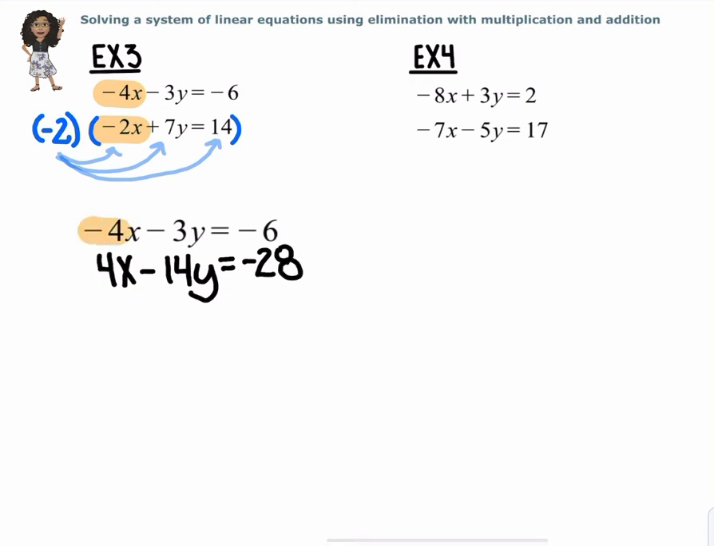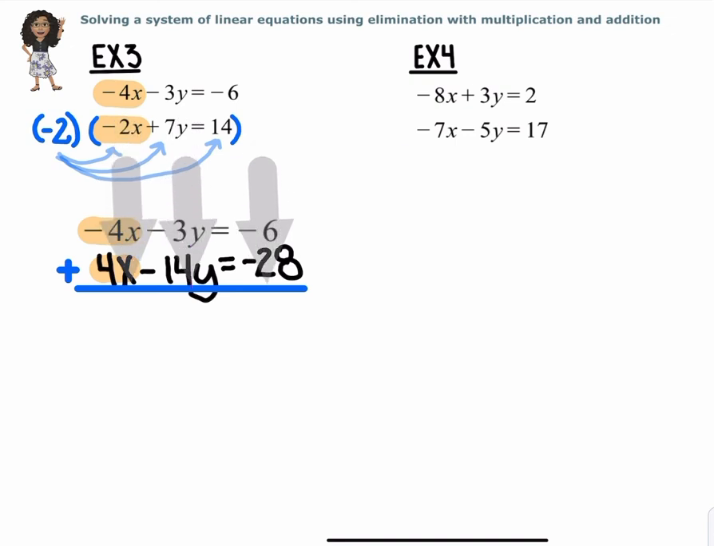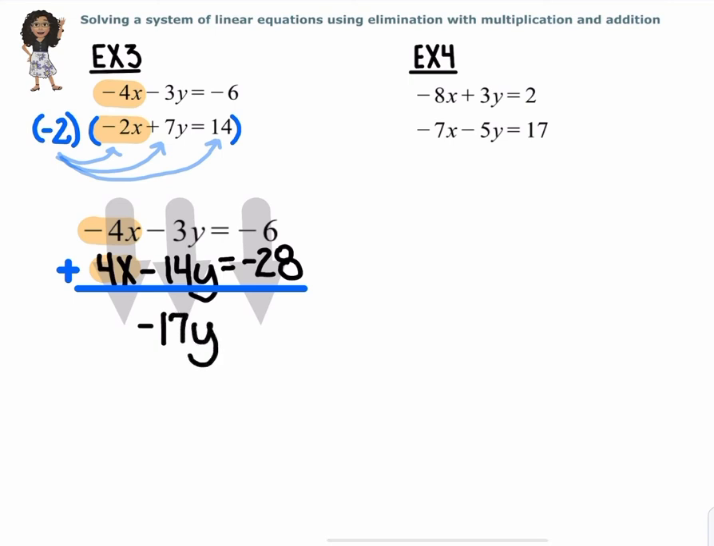Now we can see that our x's are opposites, -4x and +4x. So we're ready to eliminate. So let's just add straight down, and the x's drop out, and -3y and -14y is -17y. -6 and -28 make -34. To finish solving, I'm going to divide by -17 to get rid of multiply by -17.